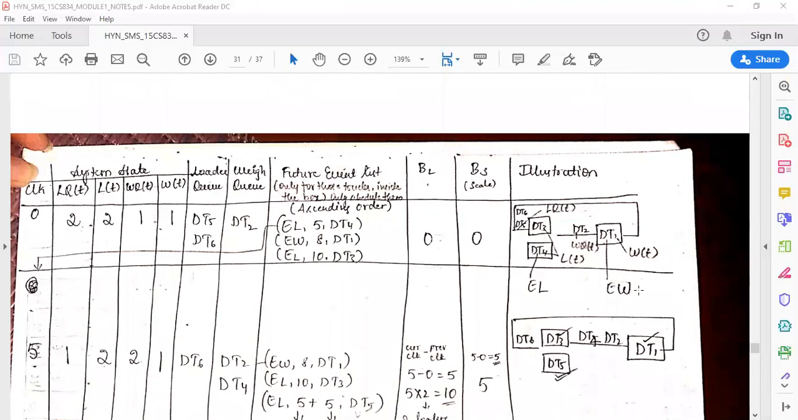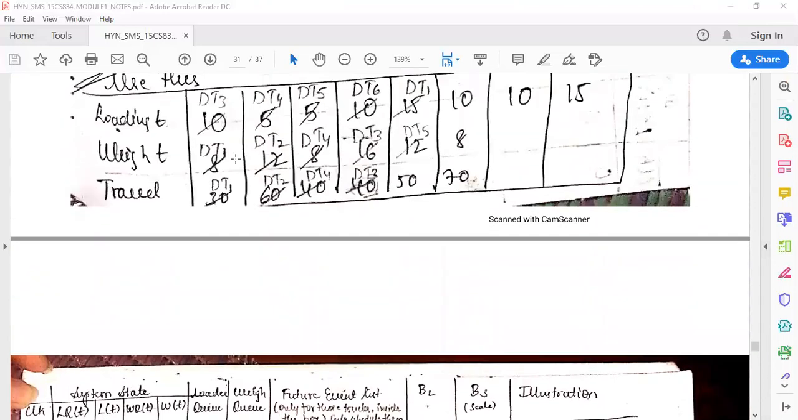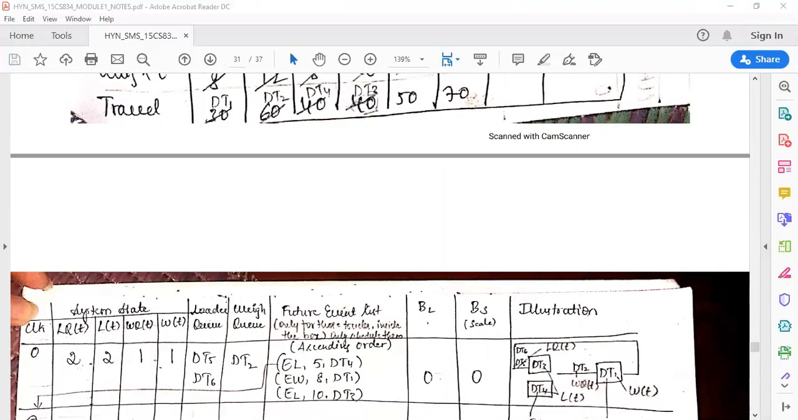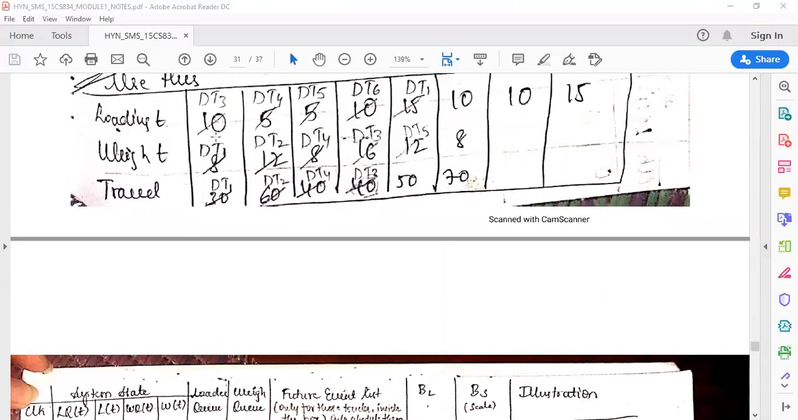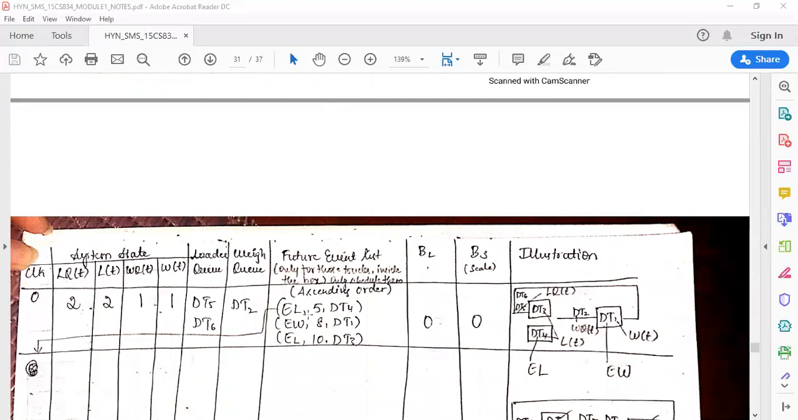What is the initial loading time? The loading times we have here are 10 and 5, and the weighing time I have as 8. So I have to write them in ascending order. The three values I got, three types of times, in ascending order are 5, 8, and 10. So I will write: end load, EL, 5, DT4. End load 5, DT4 will be first; end weigh 8, dump truck 1 will be second; then EL, 10, DT3.